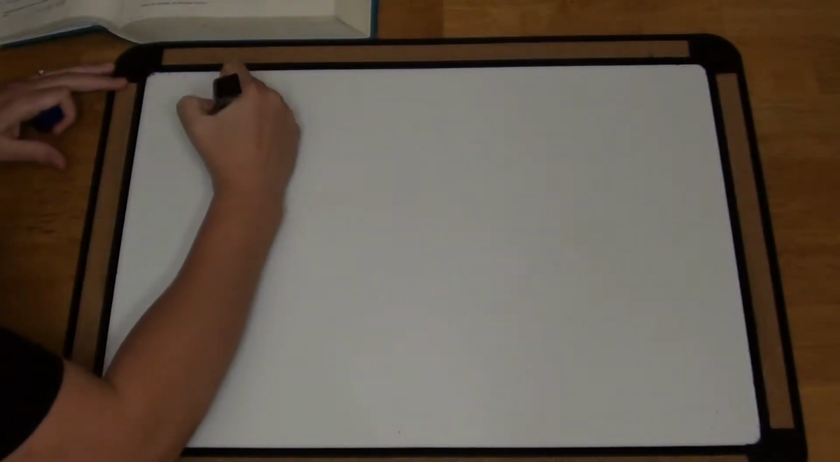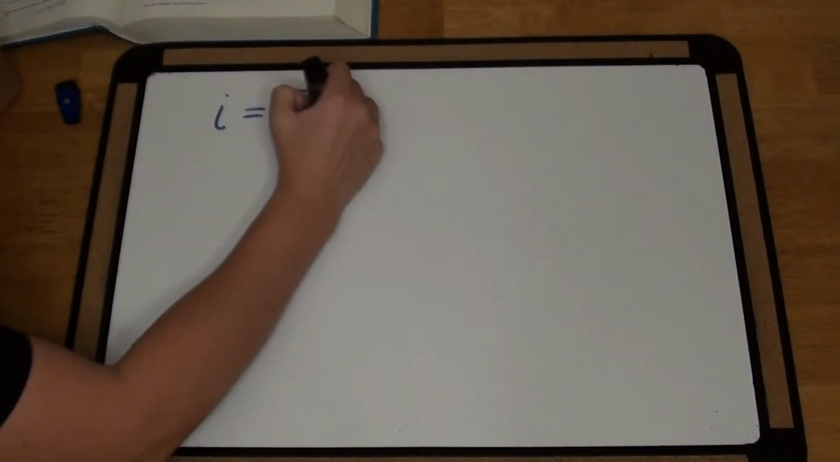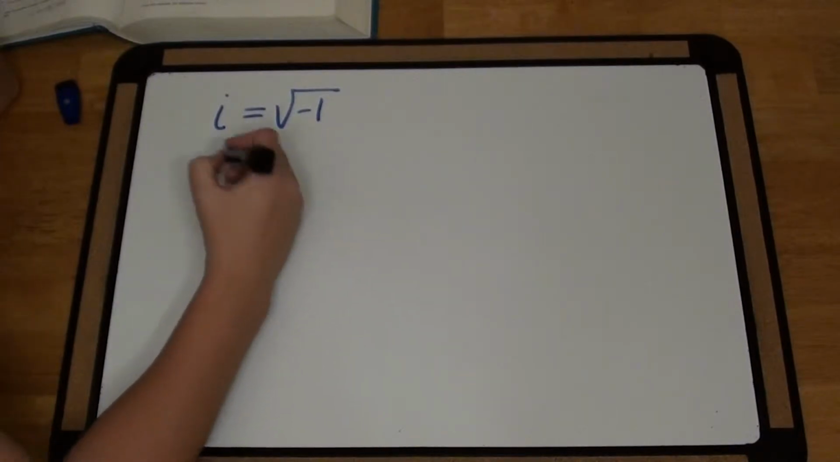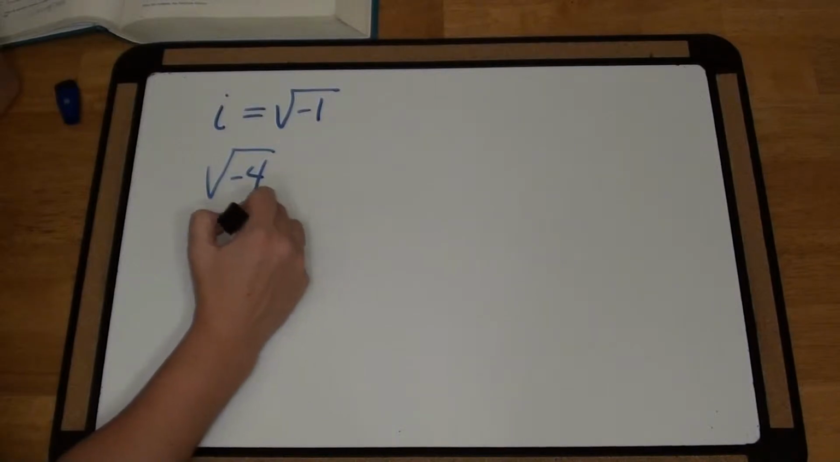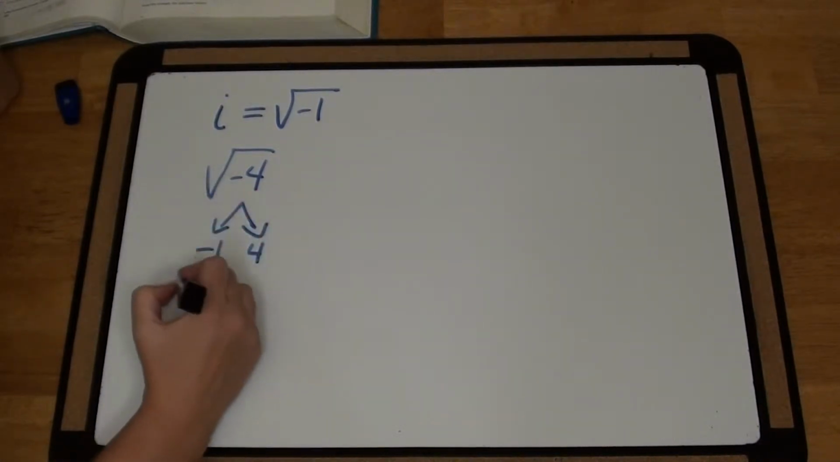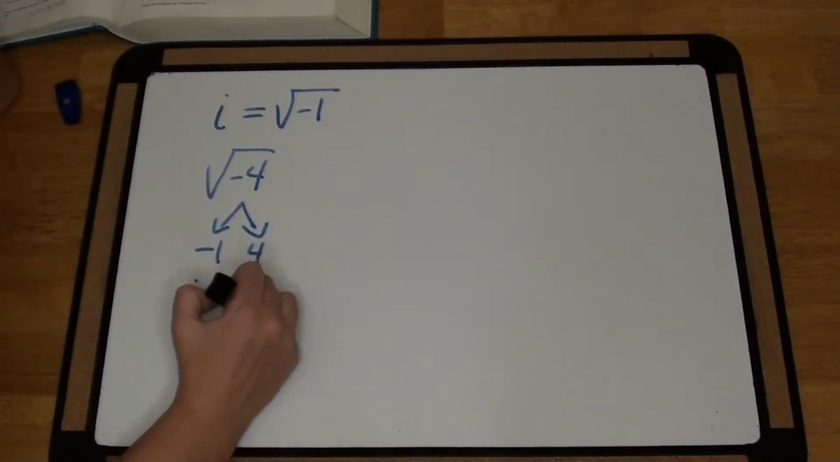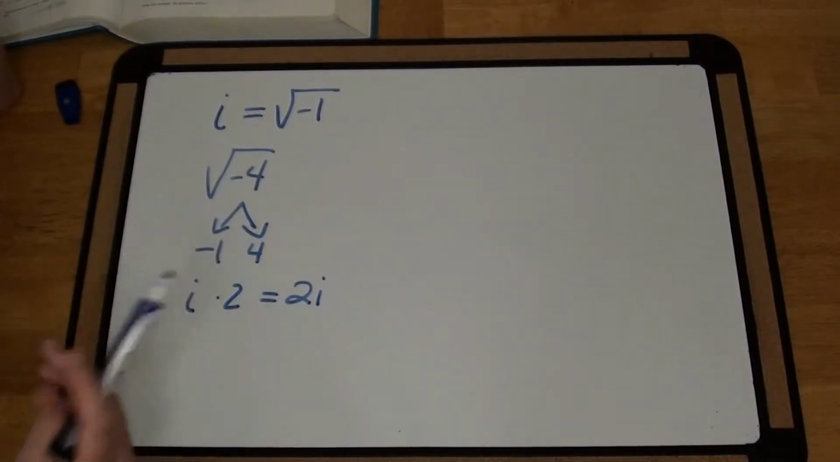Section 5.4 talks about imaginary numbers, which I hinted at in our last lesson. Imaginary numbers, so i represents imaginary numbers in math. And what i means is it's the square root of -1. So if we have the square root of -4, we basically break that down to being -1 times 4. So the square root of -1 is i, the square root of 4 is 2, so this equals 2i. So the square root of -4 is 2i. Easy.